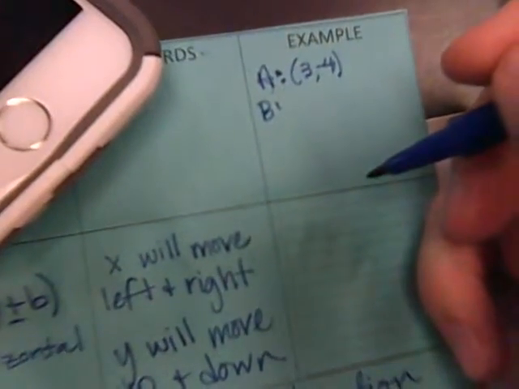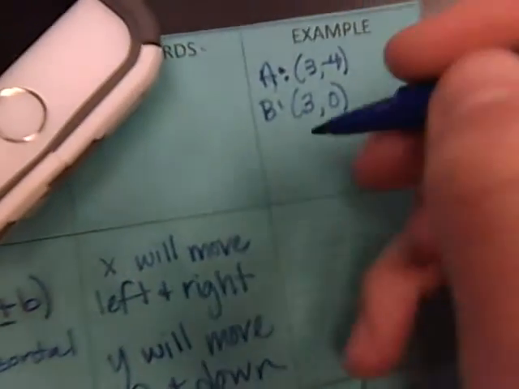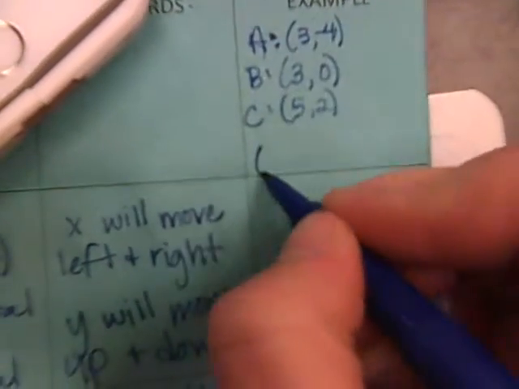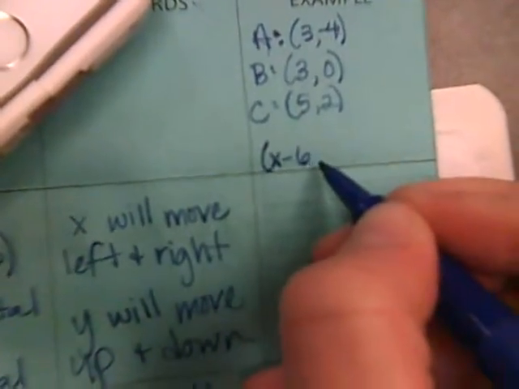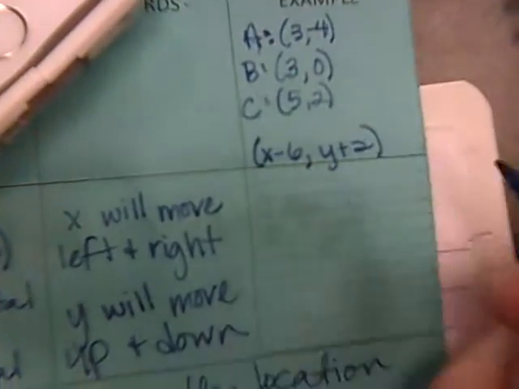And B is 3, 0. And C is 5, 2. So let's think about this. If it has 3 points, what shape would it be? A triangle. Okay? And then the transformation that they want is x minus 6, y plus 2.